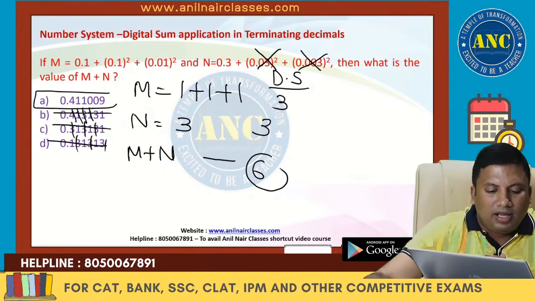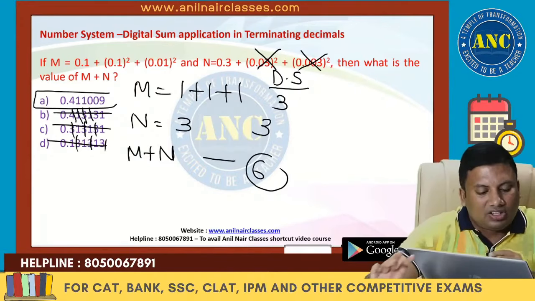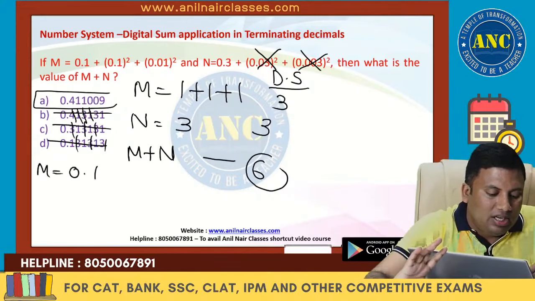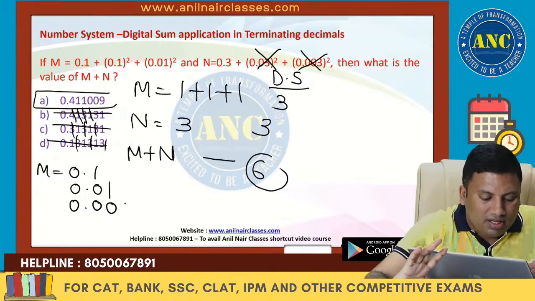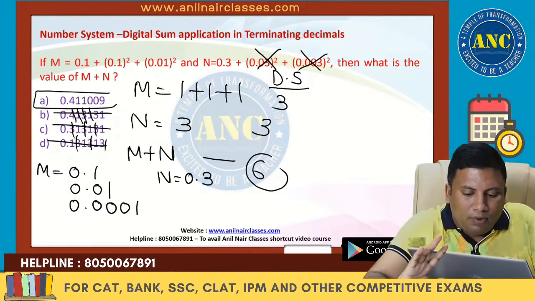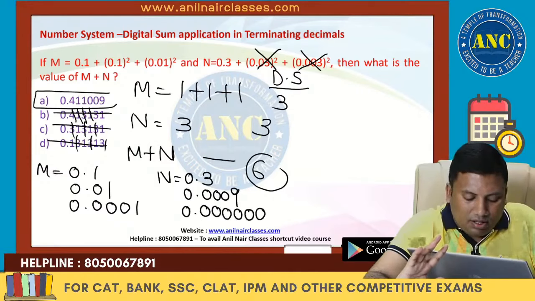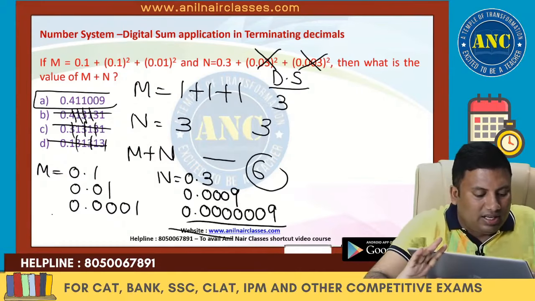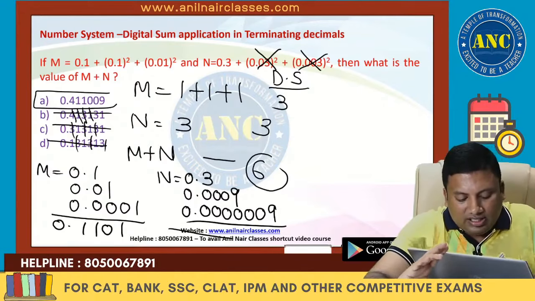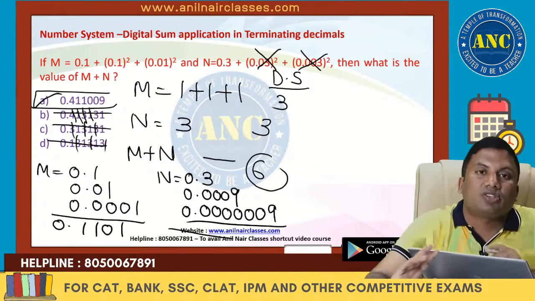Or you can go by the unit digit logic. 13119. You can go by the unit digit logic. These 0.1, these 0.01, these 0.001. I hope it is clear. These are nothing but 0.3. These are nothing but 0.0009. These are nothing but 6 9. Now, if you see here, these are nothing but 0.1101. It is only till 4 digits, but it is till 6 digits. Unit digit has to be 9.